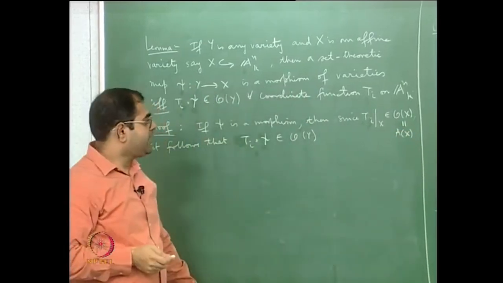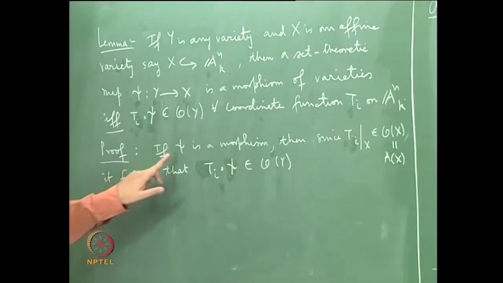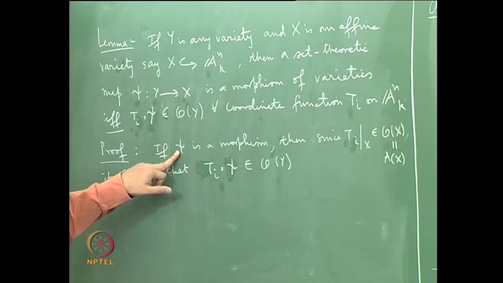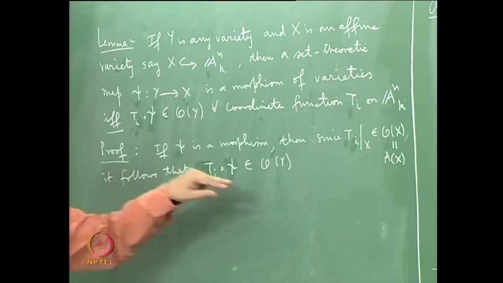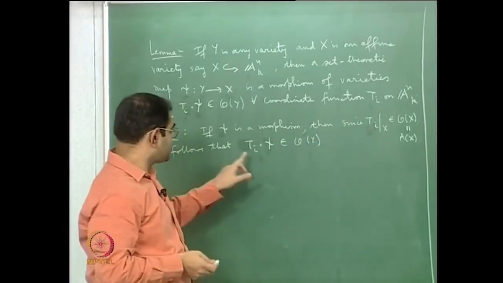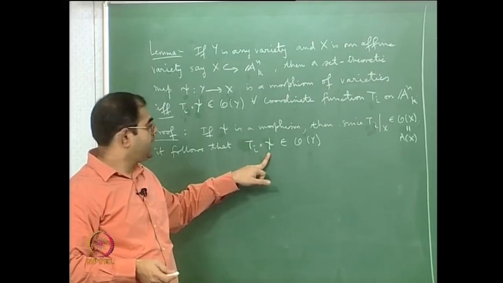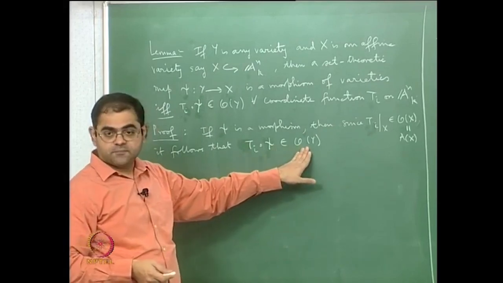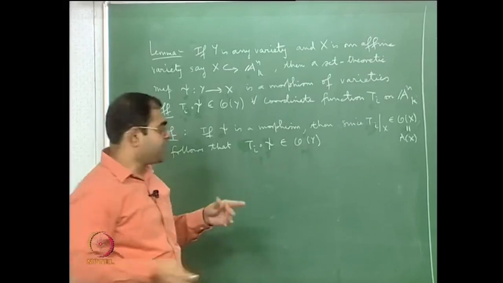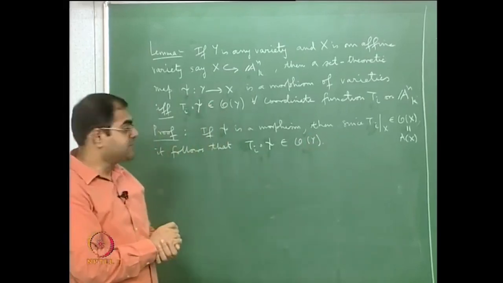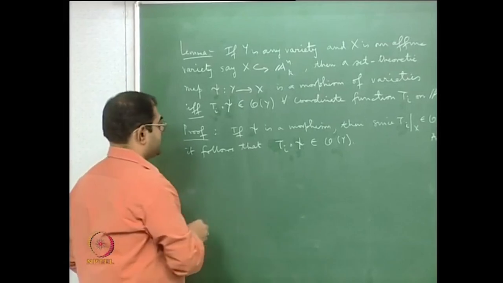Polynomial functions are of course regular functions, and therefore if you restrict each of these polynomials to x, they are in Ox, and mind you Ox is the same as Ax because x is affine. Psi is already given to be a morphism, so it will pull back regular functions to regular functions, and what is the pullback of ti restricted to x under psi? It's just ti circle psi, the composition, and that is supposed to be a regular function on y because of the definition of a morphism. So one way is very easy. It's the other way that we need to understand.